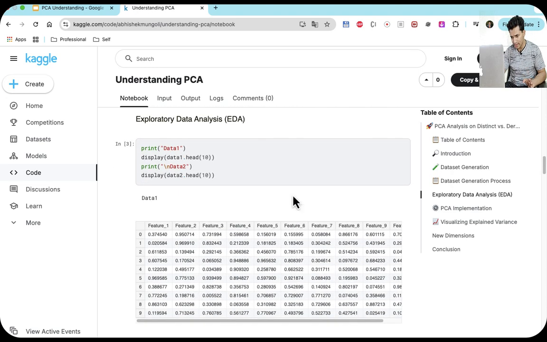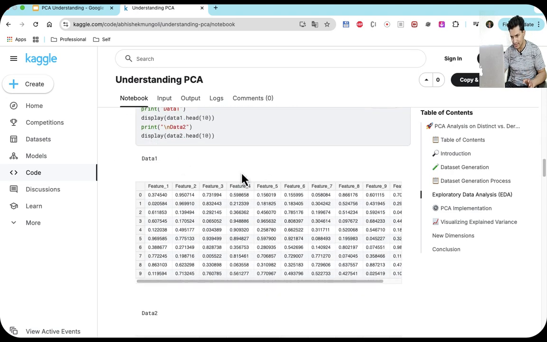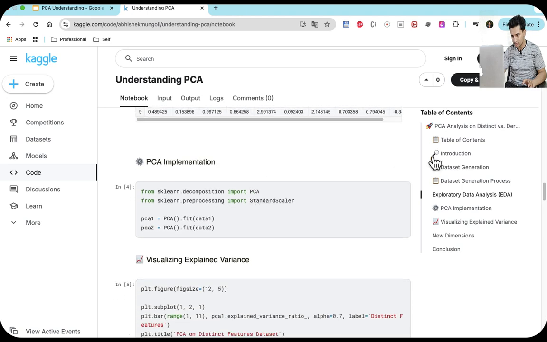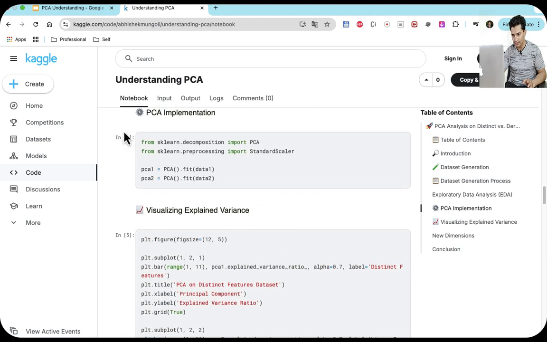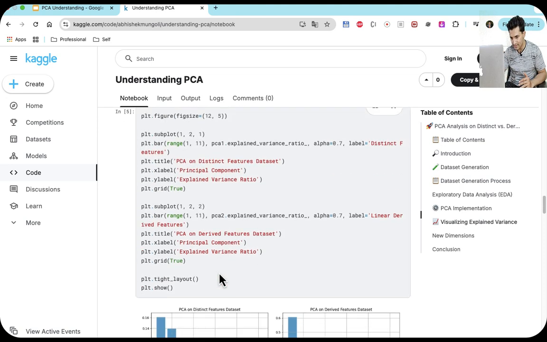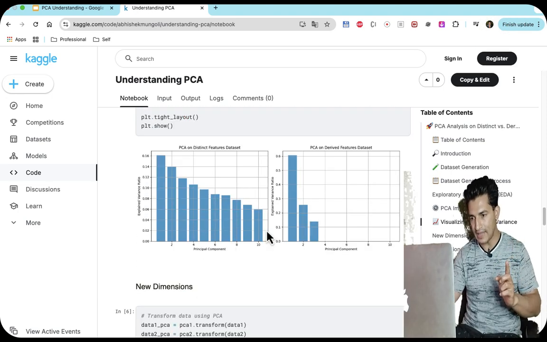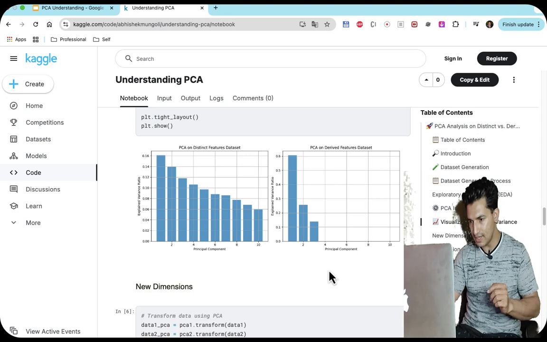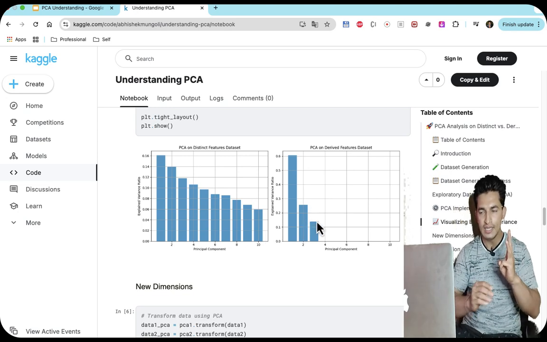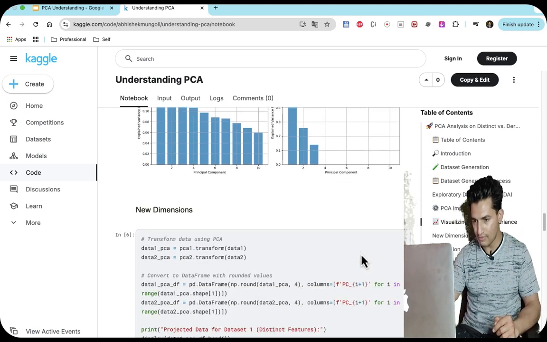Now let's do an EDA. This is how the dataset looks. This is dataset 1, this is dataset 2. Next, we have implemented PCA to project the data points to the new dimensions which are orthogonal to each other, and these new dimensions are nothing but the eigenvectors of the covariance matrix. So what it is telling us is that in dataset 1 all 10 dimensions are needed to explain the variance, while in the new dataset just 3 new dimensions are enough to capture most of the variance.